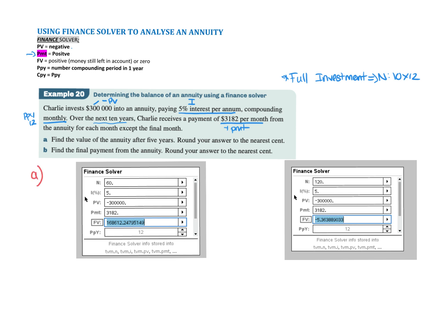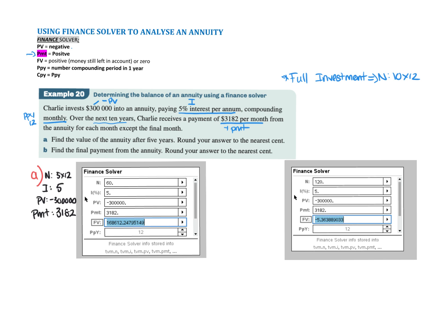So here I've gone into Finance Solver. So if I was writing it out, I've got N. Because it was 5 years, I would have said 5 times 12. And once I press tab, you'll see it flicks to 60. I just think it's better to do that because you get nervous and you stuff up your times tables. So paying 5% interest, the PV, you can see I put negative 300,000. The payment, now he's getting those payments, so it's a positive. He's getting 3,082 a month out.